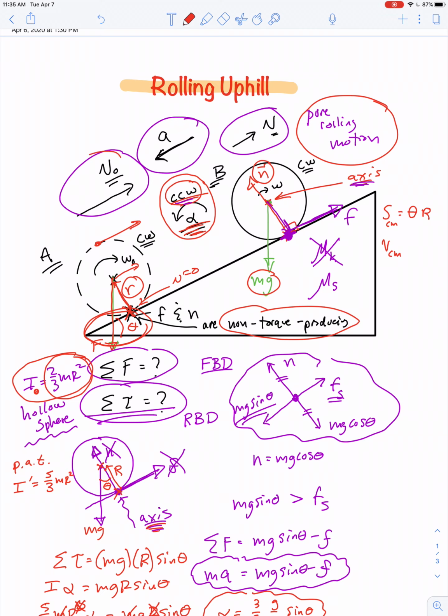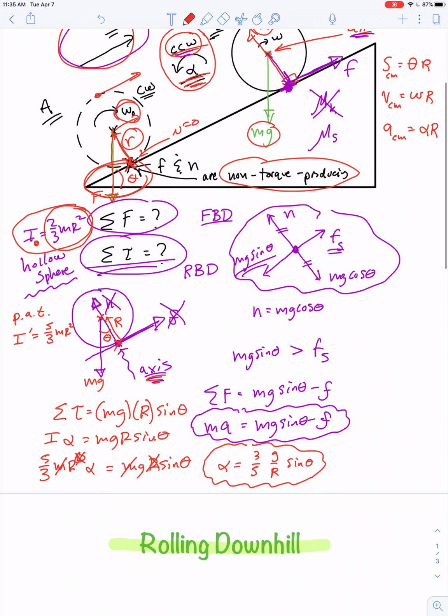So when we talk about the speed with which the object is rolling up the hill, we're talking about the speed of the center of mass, right? And when pure rolling motion takes place, the speed of the center of mass is equal to the object's angular speed multiplied by the radius of the object. And in the very same way, the acceleration of the center of mass is equal to the object's angular acceleration times its radius. So, if we know alpha is 3/5 g over r sine theta, then the acceleration of the center of mass is equal to all of that multiplied by r, which just gives us 3/5 g sine theta.